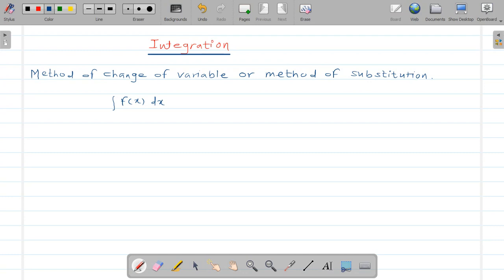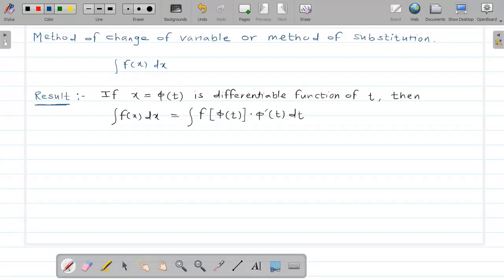In your textbook some results are mentioned. We will discuss those results and then we will continue. So let us see. If x is equal to phi of t is a differentiable function of t, then prove that integration f of x dx is equal to integration f of phi of t into phi dash of t dt.